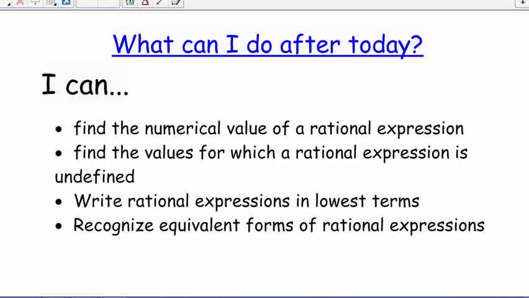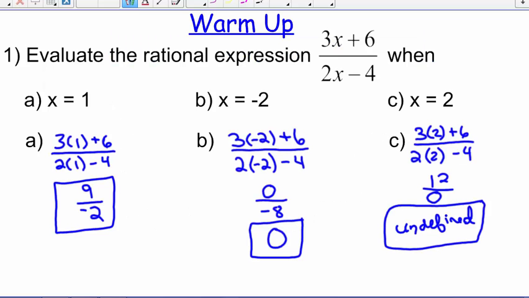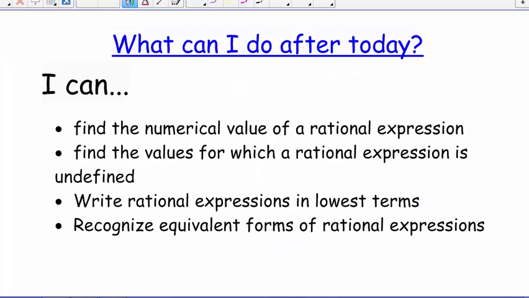This is Senior Algebra, Section 7.1, Rational Expressions. Today we're looking at simplifying expressions, simplifying fractions. So the warm-up here, you should have gotten 9 over negative 2, or negative 9 halves. For B, it's 0, and for C, it's undefined. If I look at B, notice it's 0 over negative 8, and C is undefined because I'm dividing by 0, 12 divided by 0, so it is undefined.